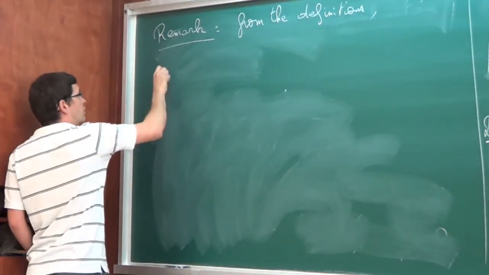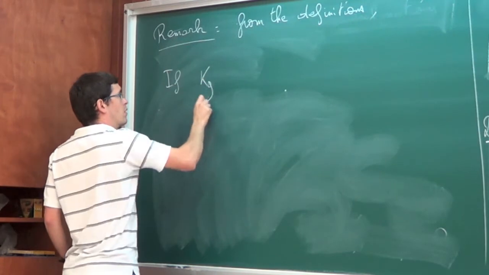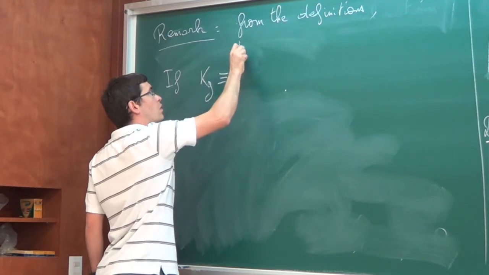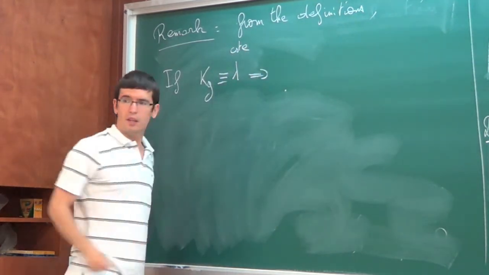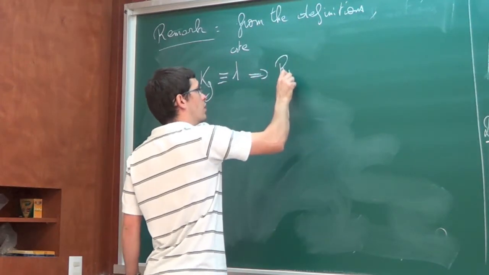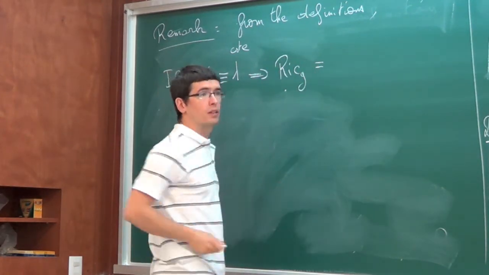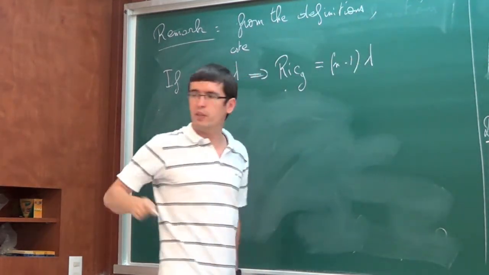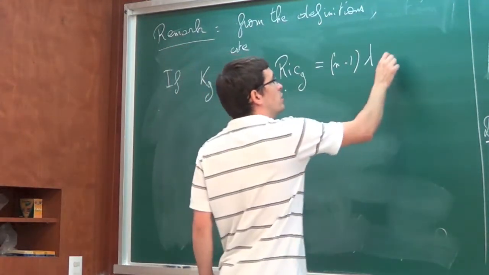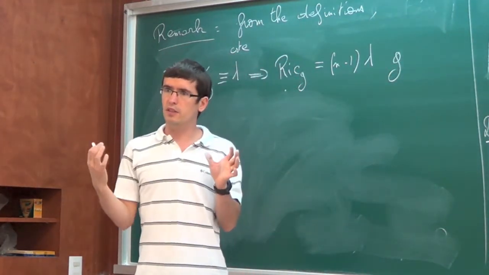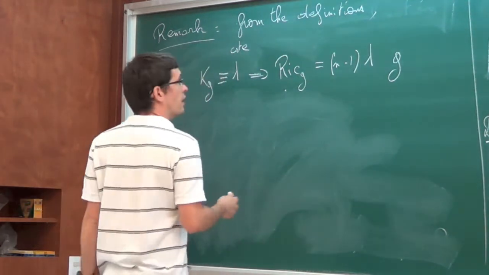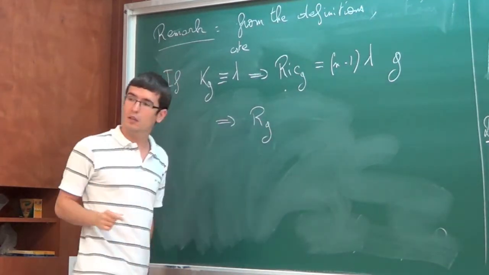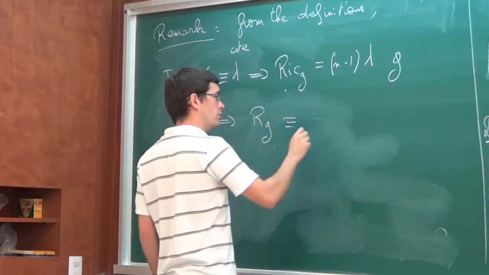If your curvature is some constant, then the Ricci tensor is just n minus 1 times this constant times the metric, which you can see as the identity quadratic form. Okay? And this implies that the scalar curvature is everywhere the same value, which is n.